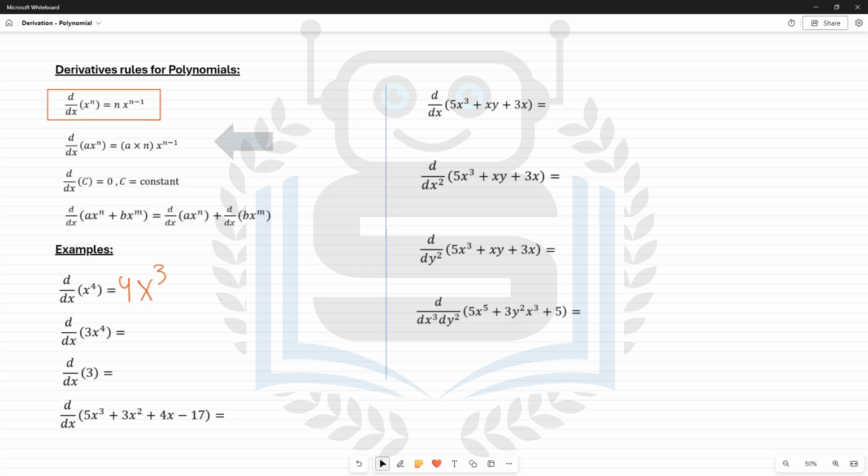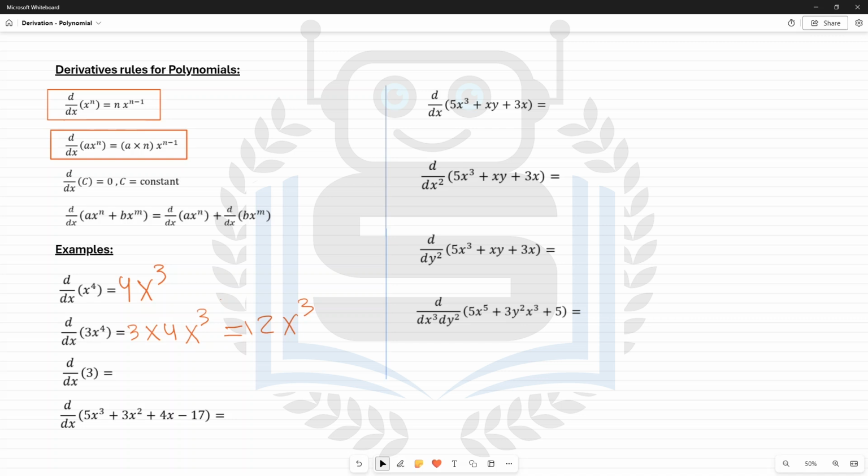Next rule, the derivative with respect to x of ax to the power of n will be a times n x to the power n minus 1. For example, d/dx of 3x to the power of 4, so you keep 3 here, times, you put the 4 down, x to the power 4 minus 1, 3, that equals 3 times 4, 12, x to the power of 3.